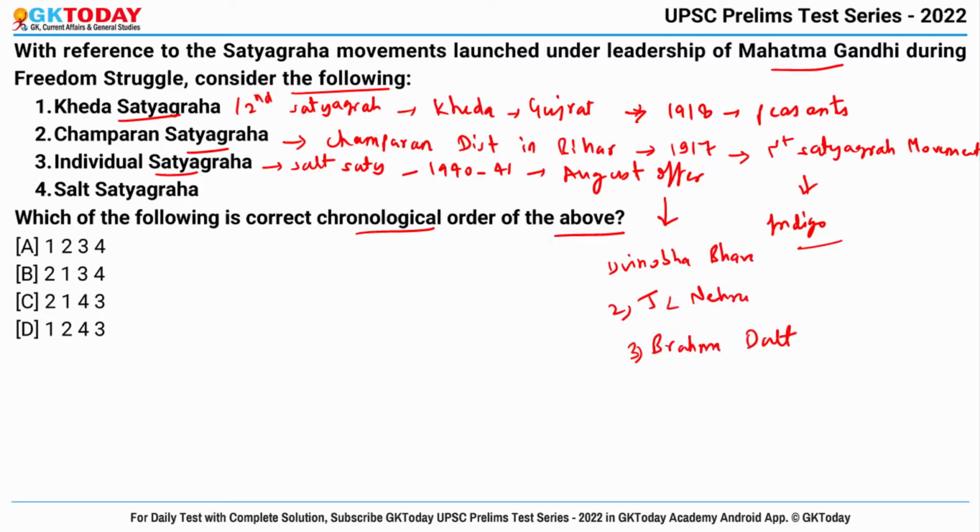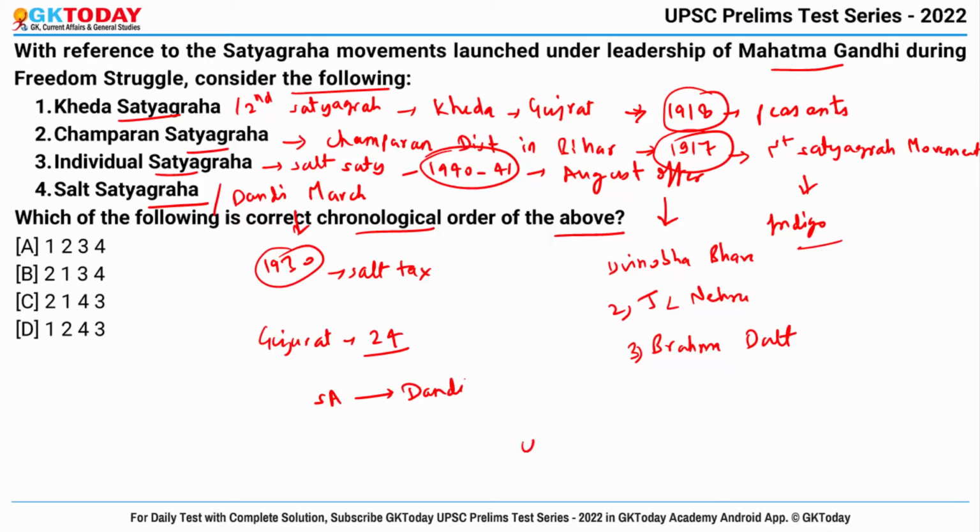Fine. And last is Salt Satyagraha, or you can say Dandi March. It was organized in the year 1930 against the British monopoly in salt production and the imposition of salt tax. So basically it was conducted in Gujarat over a period of 24 days from Sabarmati Ashram to Dandi. First is Champaran 1917, then Kheda 1918, then Salt Satyagraha 1930, and then last is individual Satyagraha. Correct answer becomes 2143, means option number C.